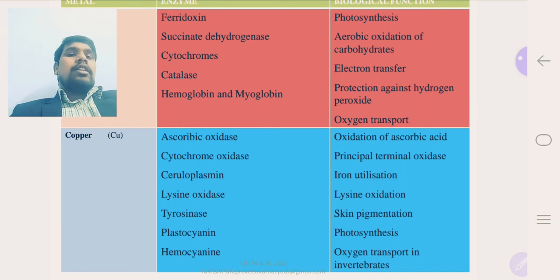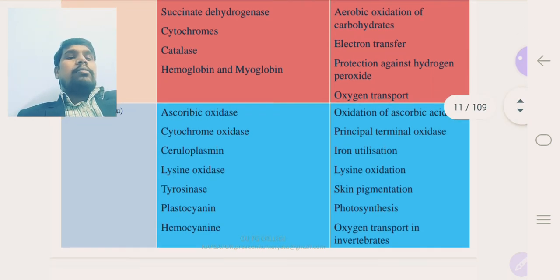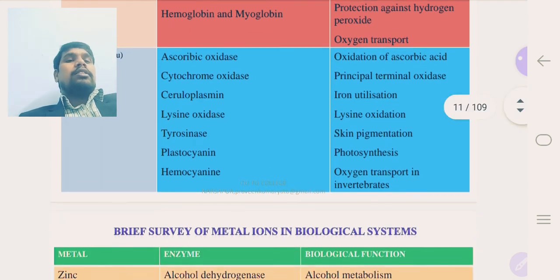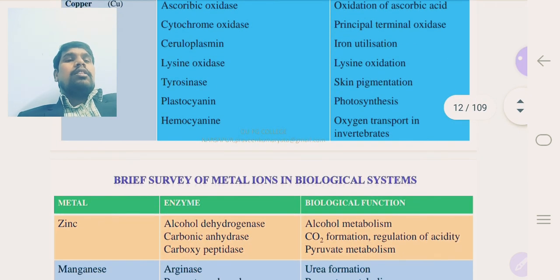Tyrosinase also contains copper metal, and its function is skin pigmentation. So this is the variation of the whites, blacks and negros. Our skin color depends upon this enzyme. And plastocyanin is involved in photosynthesis. Hemocyanin is involved in oxygen transport in invertebrates. Lower level animals contain the copper metal enzyme hemocyanin, which transports oxygen, just like our hemoglobin and myoglobin.